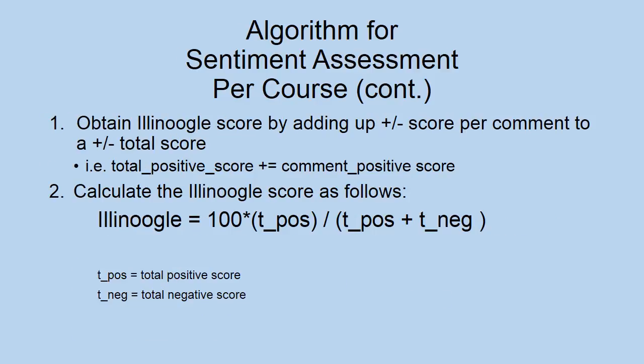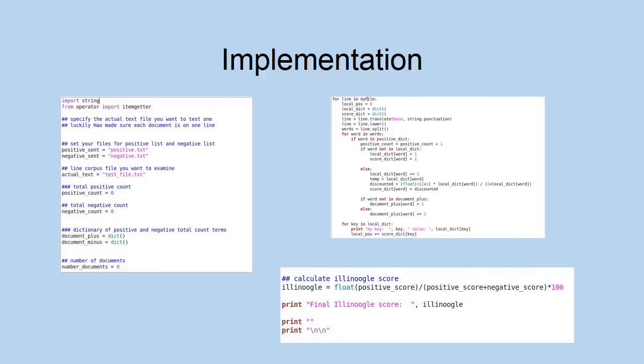And of course, we get the Illinoogle score overall by adding up the sentiments that are positive or negative over all the comments, and then multiplying that by 100, which is the total positive over total negative. And so you can see here, this is some sampling of what our code does in order to create the dictionaries and assess the word sentiment.